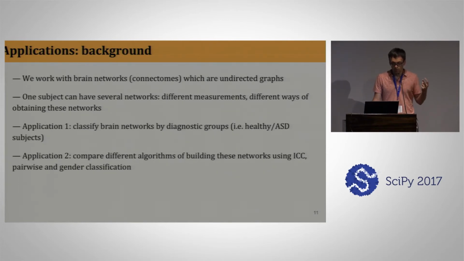There are two problems which we were solving. The first problem was classifying brain networks by diagnostic groups. For example, you essentially have a set of matrices, and you want to do binary classification on them: whether the individual with this network is healthy or not. The second problem is to compare different algorithms of building these networks, and we did it using intra-class correlation coefficient, pairwise classification, and gender classification, and it required a lot of experiments. Reskit helped us to do it more technologically.